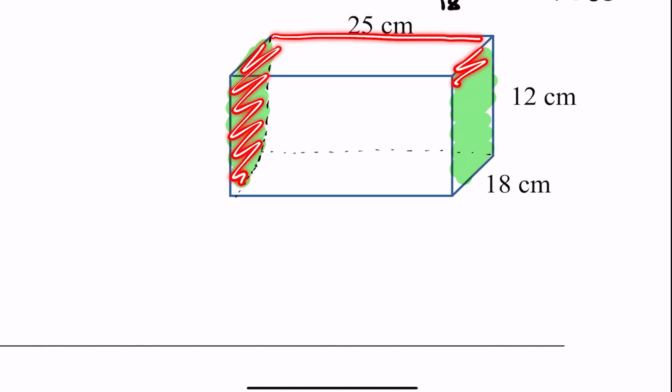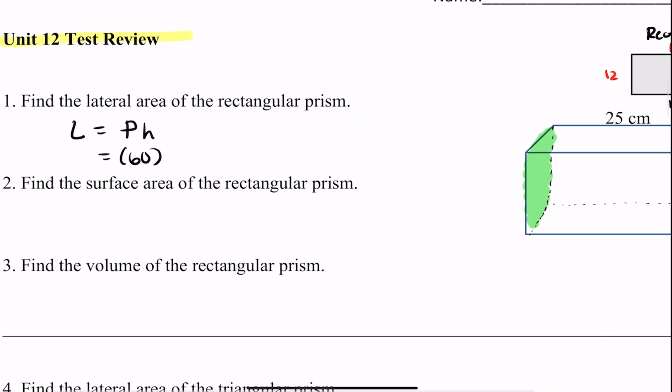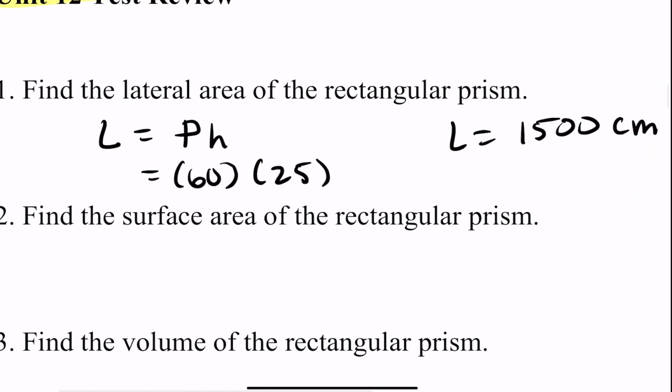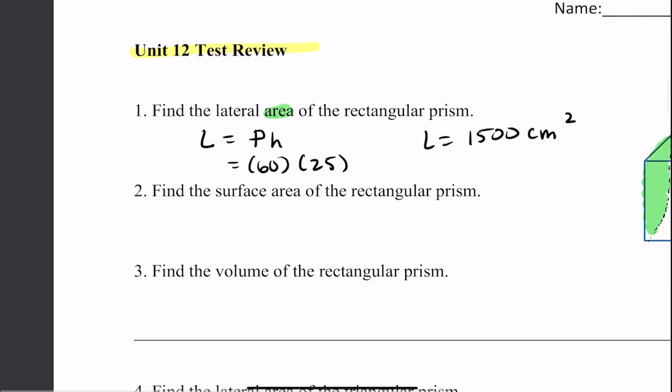It separates the two bases here. You can see that with my laser pointer. It's 25. So you're going to do 60 times 25. And the answer, if I multiply, you're going to get L equals 1,500 square centimeters, okay? So we're dealing with centimeters, and you're going to square because we're dealing with what? Area. Area is always squared.